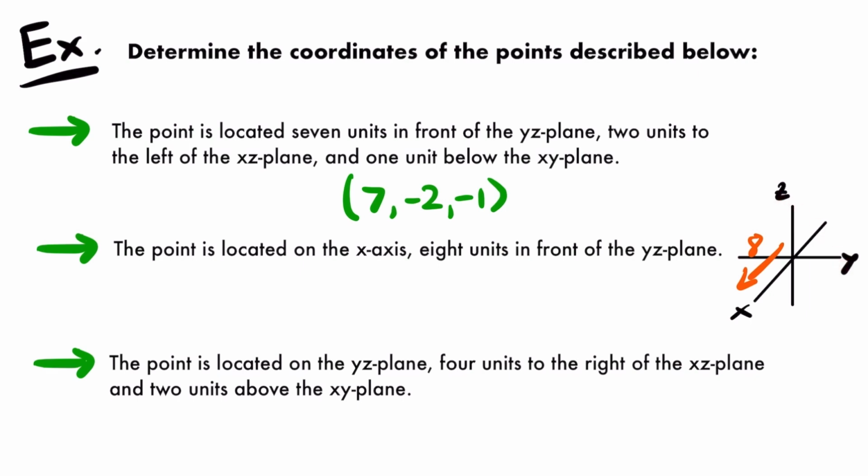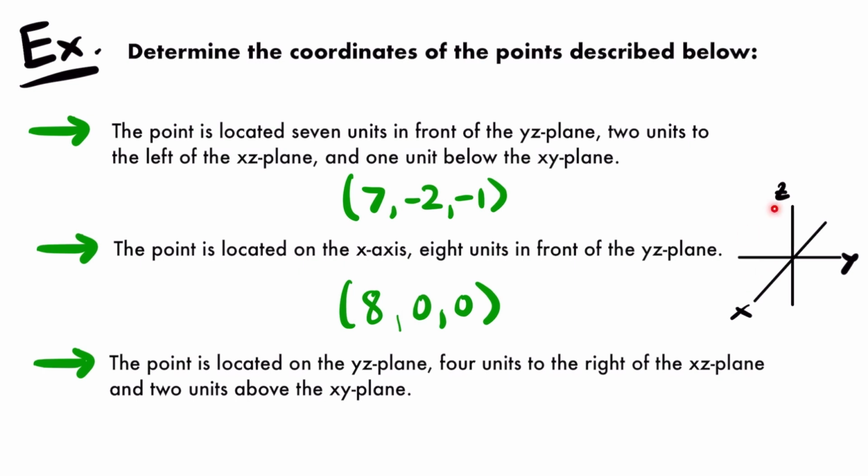So this is pretty simple. Our point here is just 8, 0, 0, right? We're 8 units from the yz plane, and we're along the x-axis. If you're along an axis, then only one of your coordinates will not be 0. All right, if we were along the y-axis, then the z and x coordinates would be 0, and if we're along the z-axis, then the x and y coordinates would be 0. All right, so that was a little bit of an easier one.